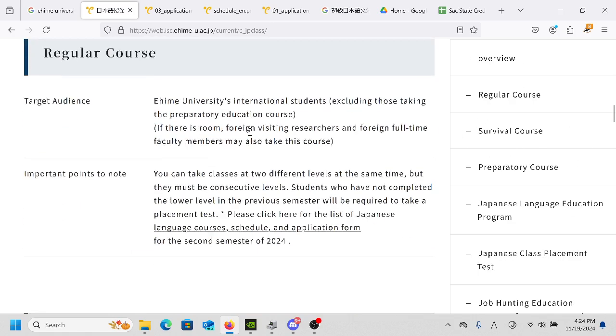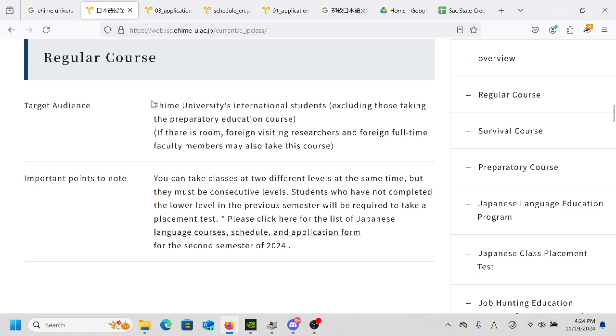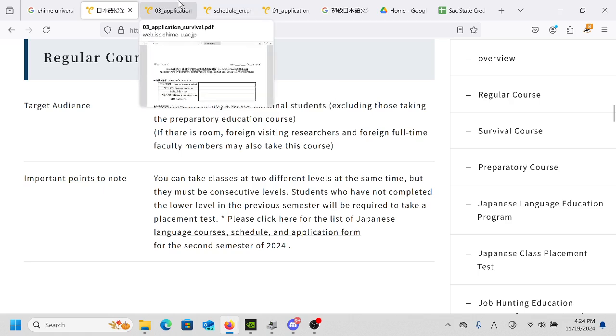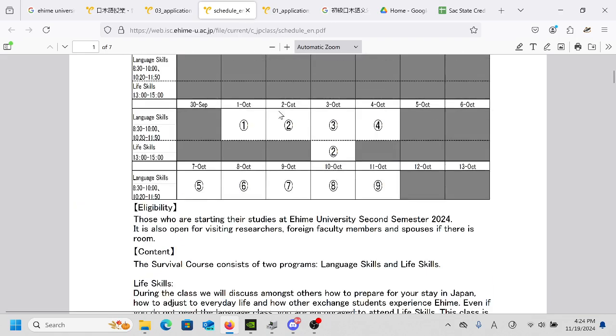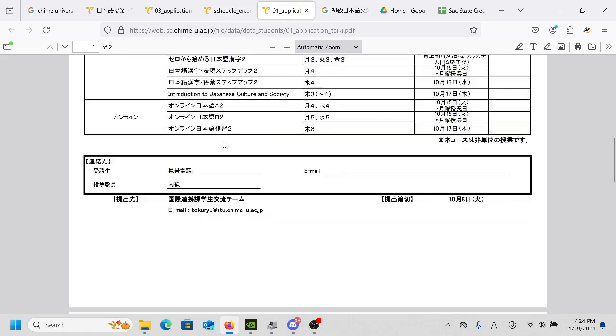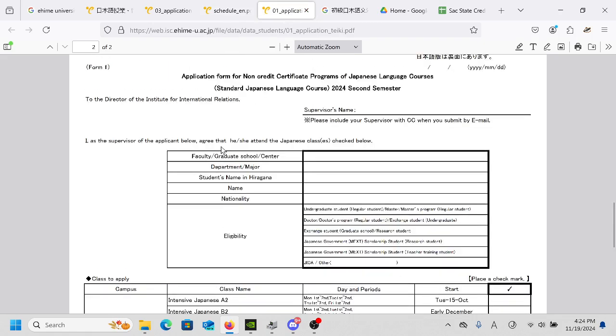The regular courses are the semester-long courses that you'll take, and because of the agreement between Ehime and Sac State, they can actually calculate how many credits these uncredited classes are worth, so you can transfer them and complete classes like Japanese language classes at Sac State. So where is it? Is this it? This is the full one. Okay, this is the list of all the classes.